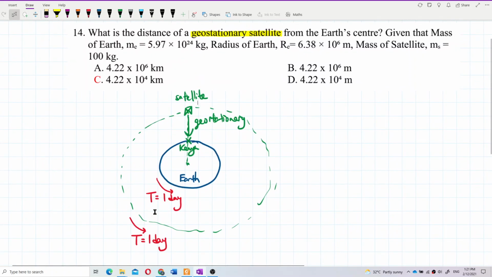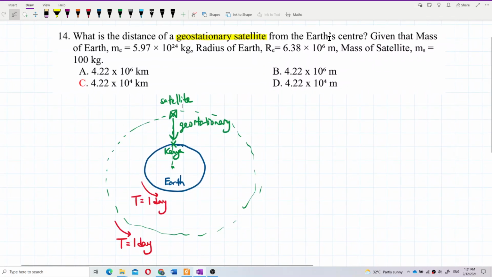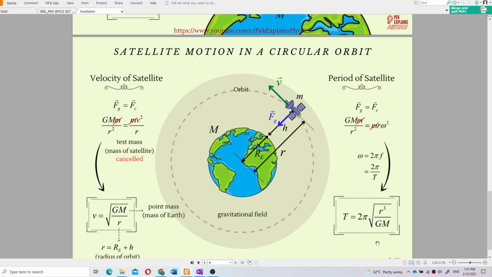Okay, so we know this is about 1 day, even though it's not given in the question. If there is not enough information in the question, that means it needs something from your general knowledge. Normally the general knowledge for this chapter is this 1 day for the Earth rotation. This is very basic. Everybody should know. So we use this formula, period equal to this one.